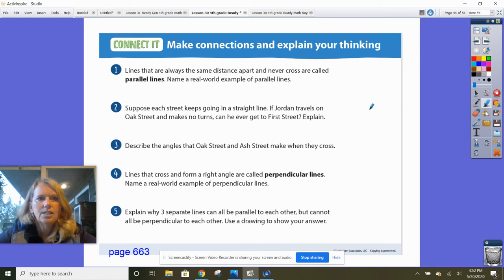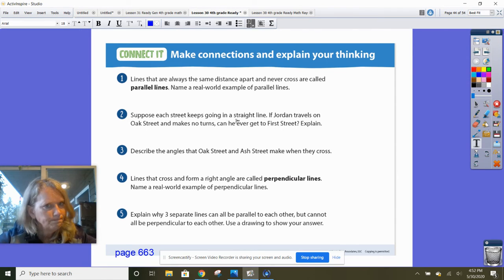Making connections. Lines that are always the same distance apart and never ever cross are called parallel lines. Name a real world example of parallel lines. Yep, the ever famous railroad tracks. We use that all the time because it's a great example and it works. There are more.